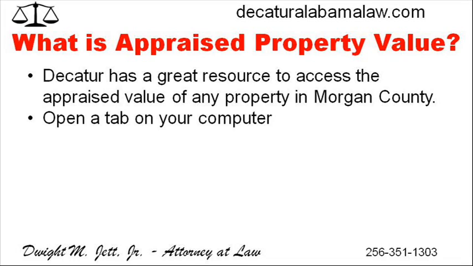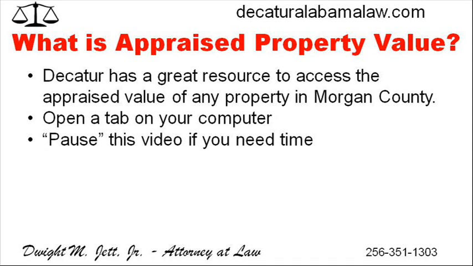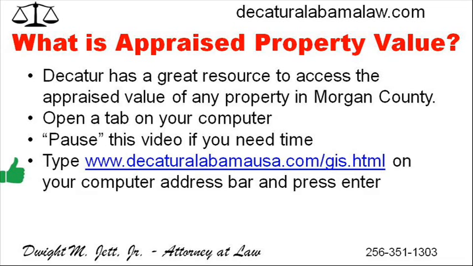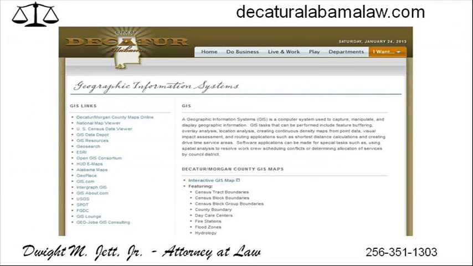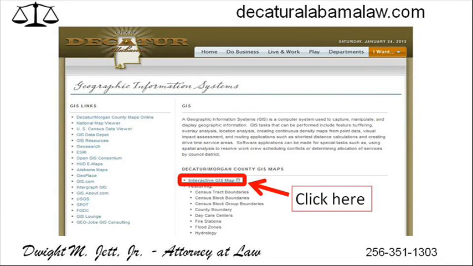But open another tab on your computer and have this video playing at the same time. Follow along online, and as you need to, you can pause this video. In your computer address bar, type in www.decaturalabama.usa.com/gis.html and then press enter. When you press enter, this is the page that will appear. Click where it says Interactive GIS Maps.